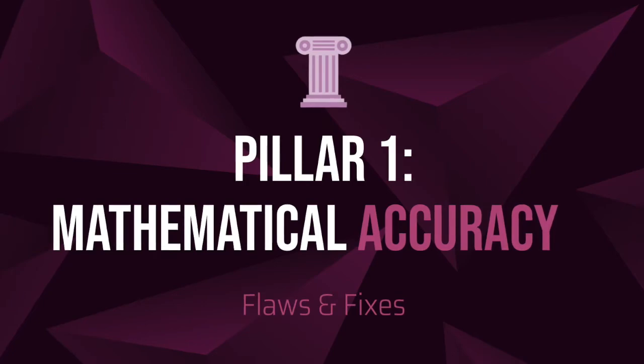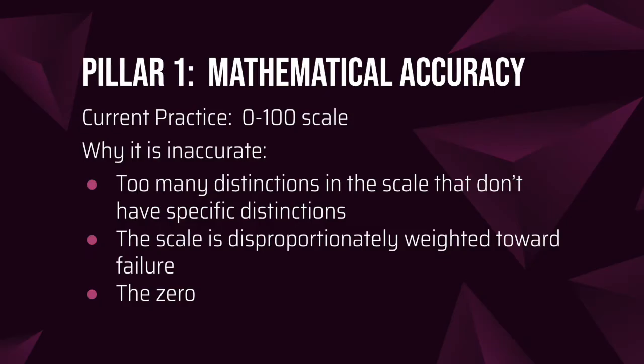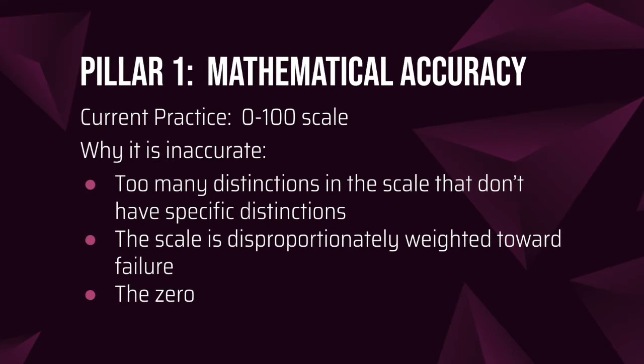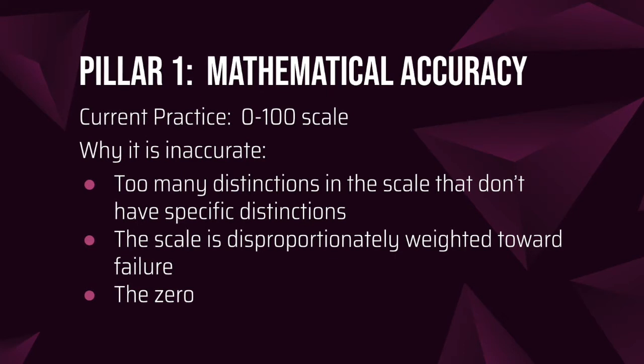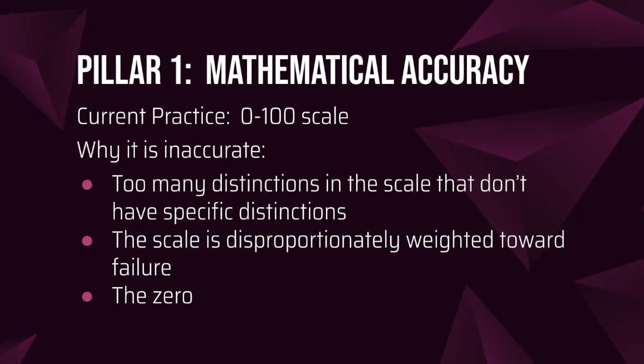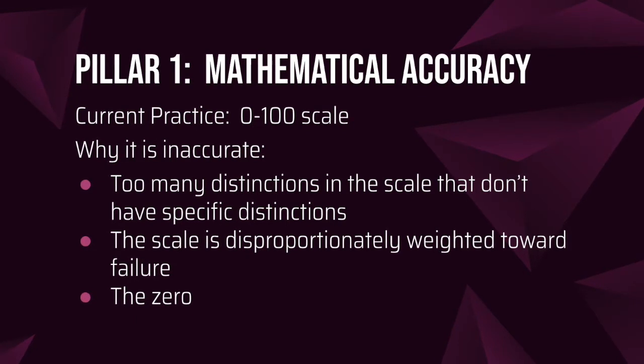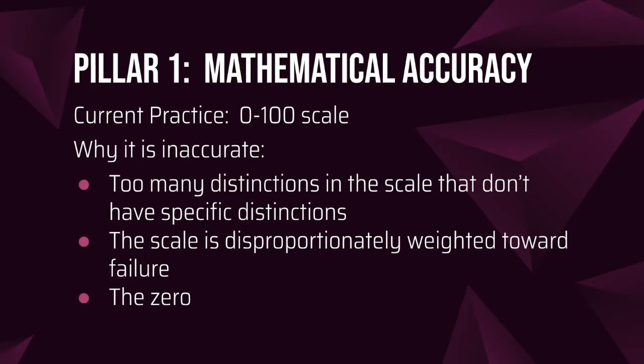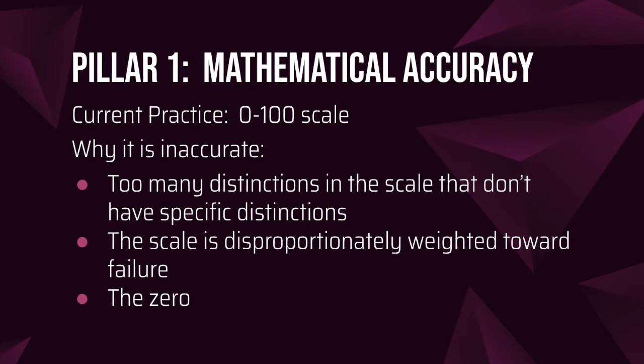So first, there are too many distinctions in the scale that you can't distinguish between. So what is the difference between an 88 and an 87? What's the difference between a 72 and a 74? Like, why is one a C minus and one a C? How would you describe the standard proficiency of students with these two grades? Can you even do that?